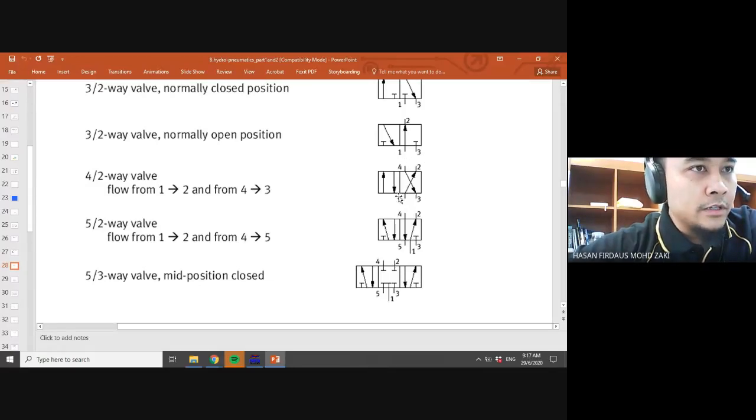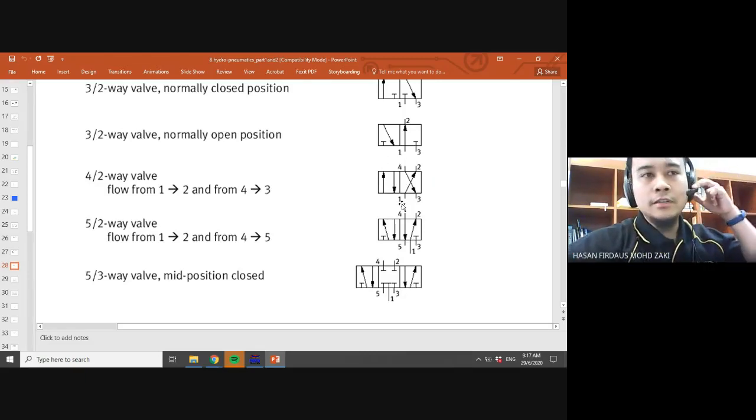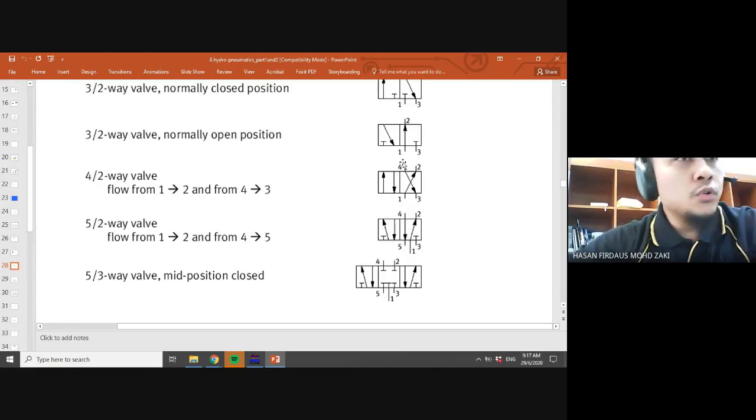So meaning that for the first position, from 1 to 2, and then for the second position, you can see that the air flows from 1 to 4, right? And then from 2 to 3. Okay, we'll see in our software after this to see more clearly. I just want to show you the basics of the ports, which is very important. Okay, so let's go to the next one.